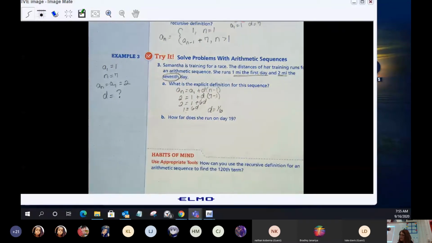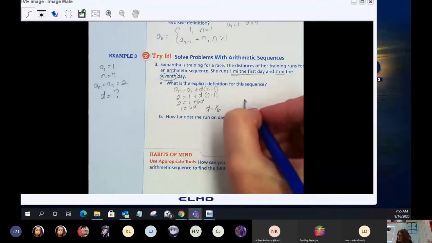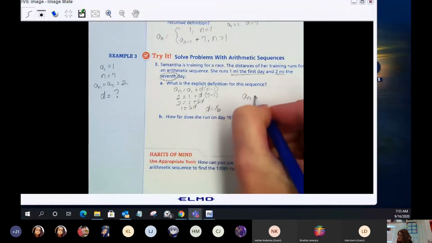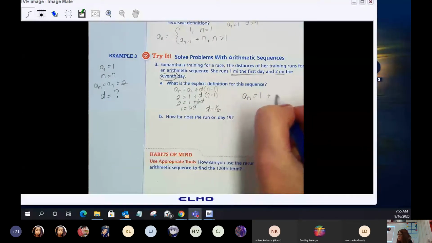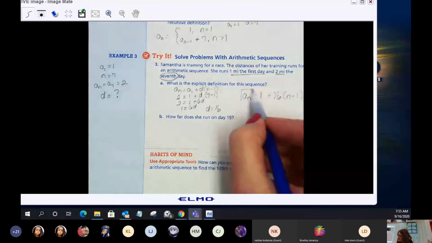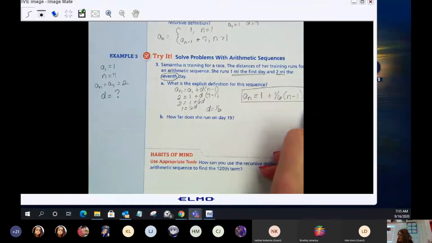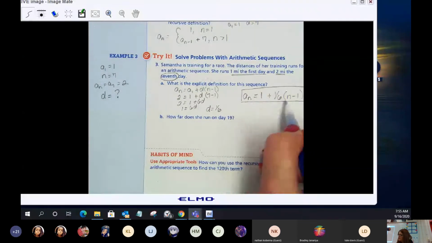So now I can go ahead and write the explicit definition, which is going to be a sub n equals 1 plus 1/6 times n minus 1. Now that I have this definition, I can use this to solve for any term number.